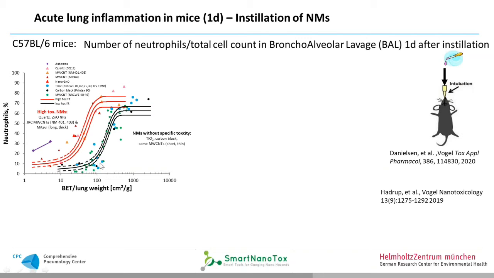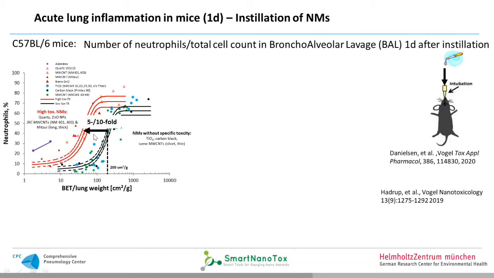And you see here the green bluish materials are what I call the nanomaterials without specific toxicity. There is multi-wall carbon nanotubes, titanium dioxide, carbon black, all kinds of stuff in there. I'll get to that later. And then there's just a few which have a higher toxicity. And these are basically quartz, zinc oxide, and some of the carbon nanotubes, the JRC materials 401, 403, and Mitsui. And then this guy here is asbestos, which has the highest toxicity.